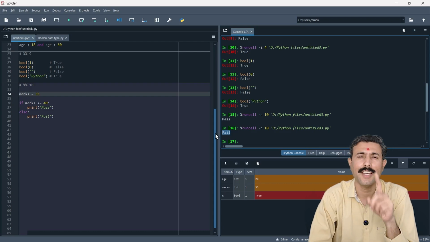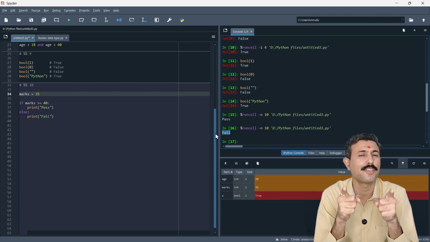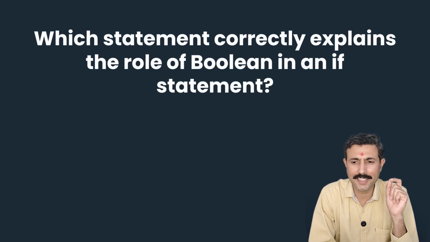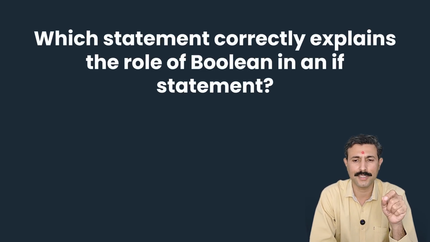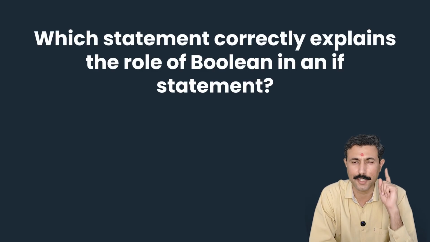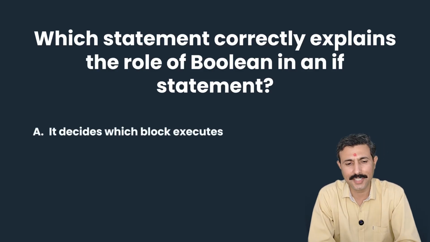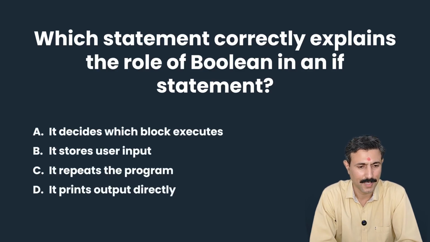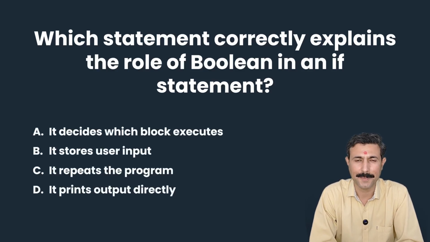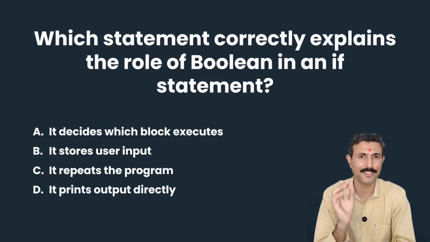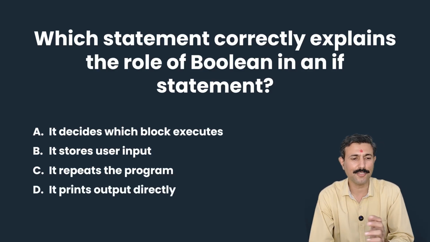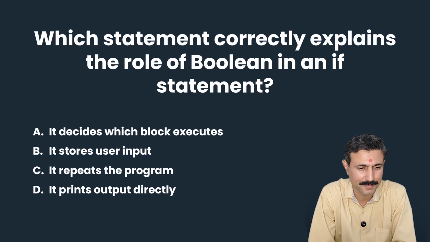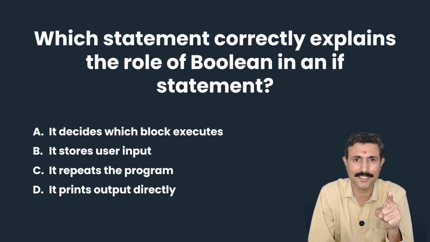So after this, let me ask you a quick short question based on this. Which statement correctly explains the role of Boolean in an if statement? And your options are these. It decides which block to execute. It stores user input. It represents the program. And it prints the output directly. Just think over it and write the answer in the comments. What do you think? Which option is the correct one? Once you have decided, write the answer in comments, and now we'll move to the next segment.